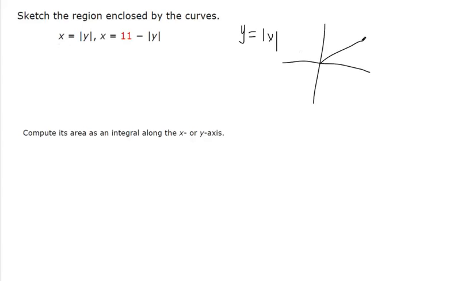So the graph looks like this. All x values are positive. So it should be over here. This is where x is negative. This is this graph right here.